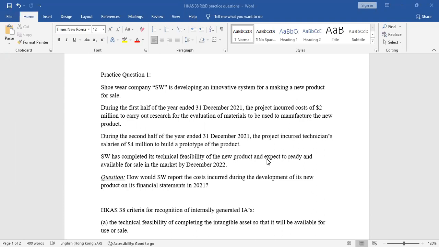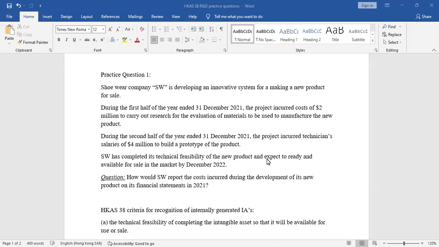So without further ado, let's look at those two practice questions that I have been talking about, and we will see how to treat these research and development expenses and how to exercise accounting judgment, right? So practice question one, you can see it on your screens, right?